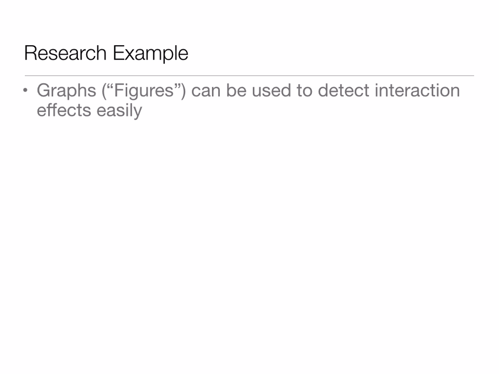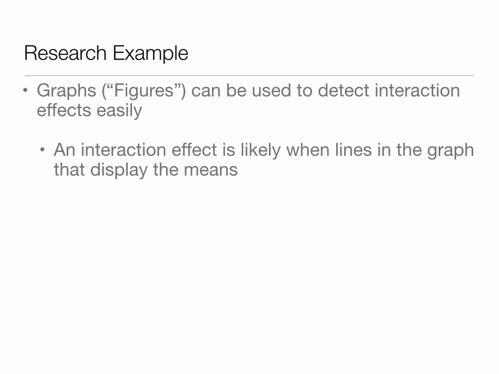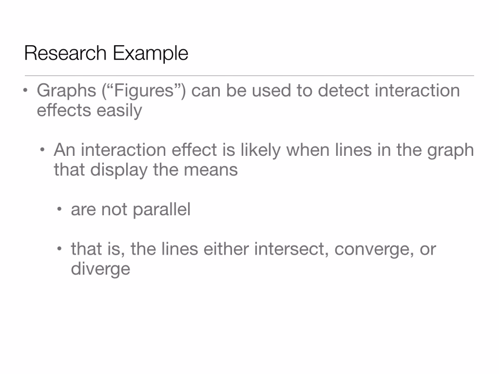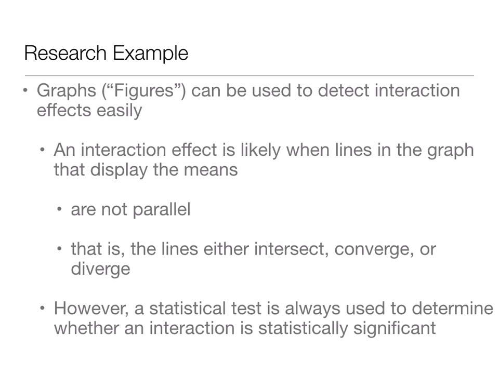Again, graphs or figures can be used to detect these interactions really, really easily. It's, again, very evident that there's an interaction when those lines are not parallel in any way, shape, or form. That includes, again, intersecting, converging, or diverging. However, we need to do a statistical test to determine whether that interaction is statistically significant.